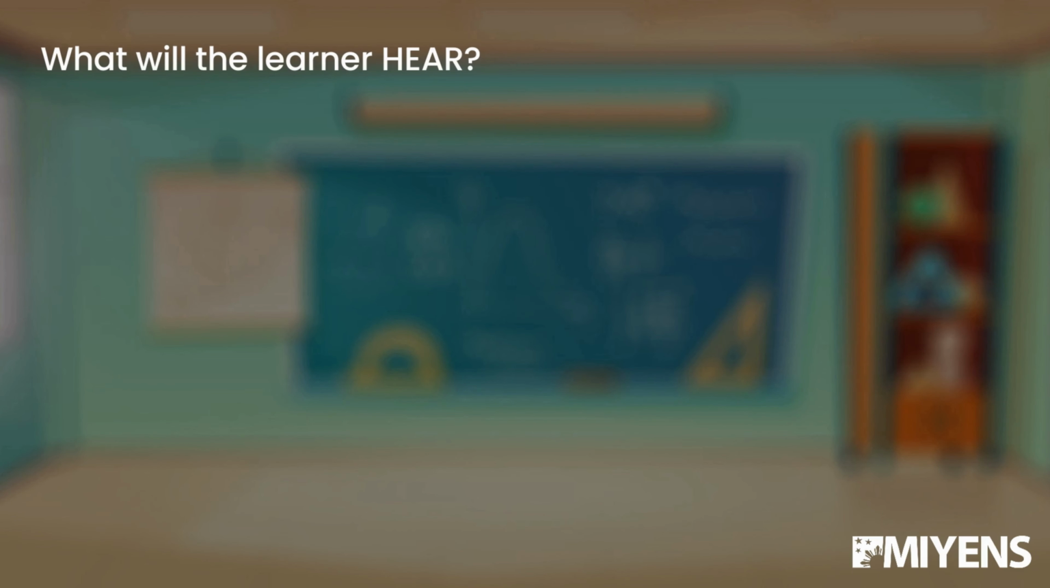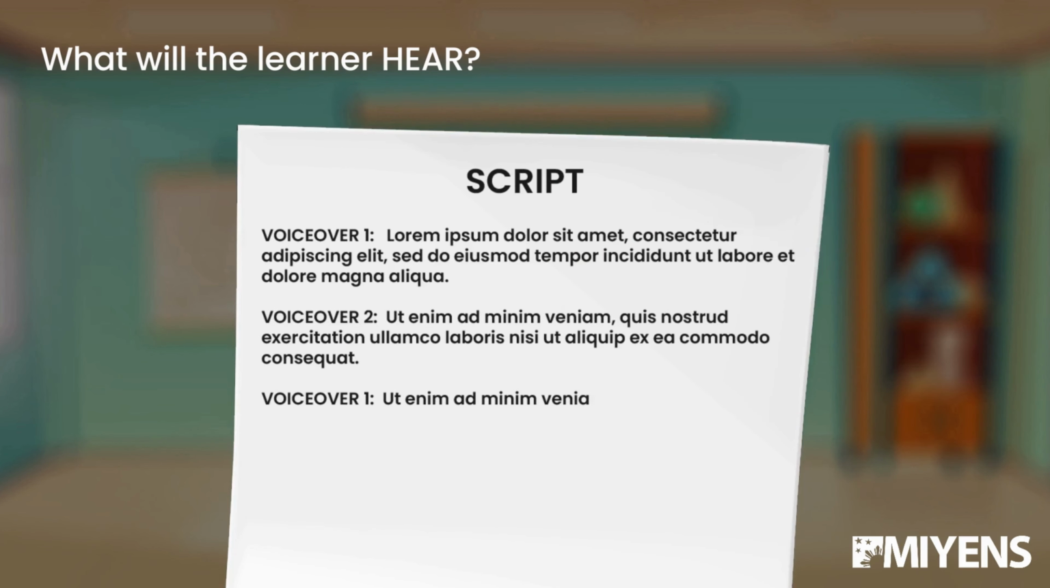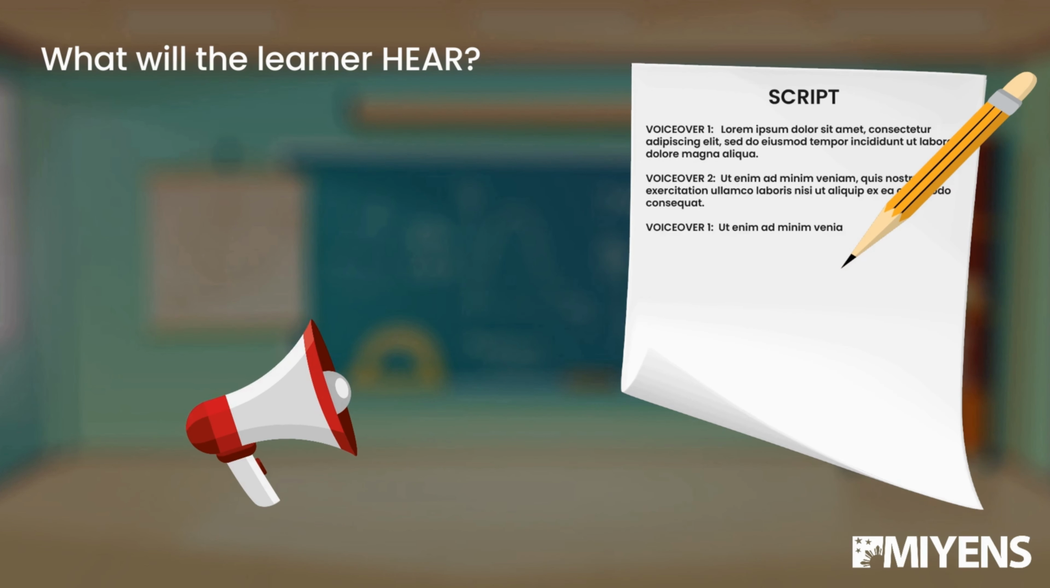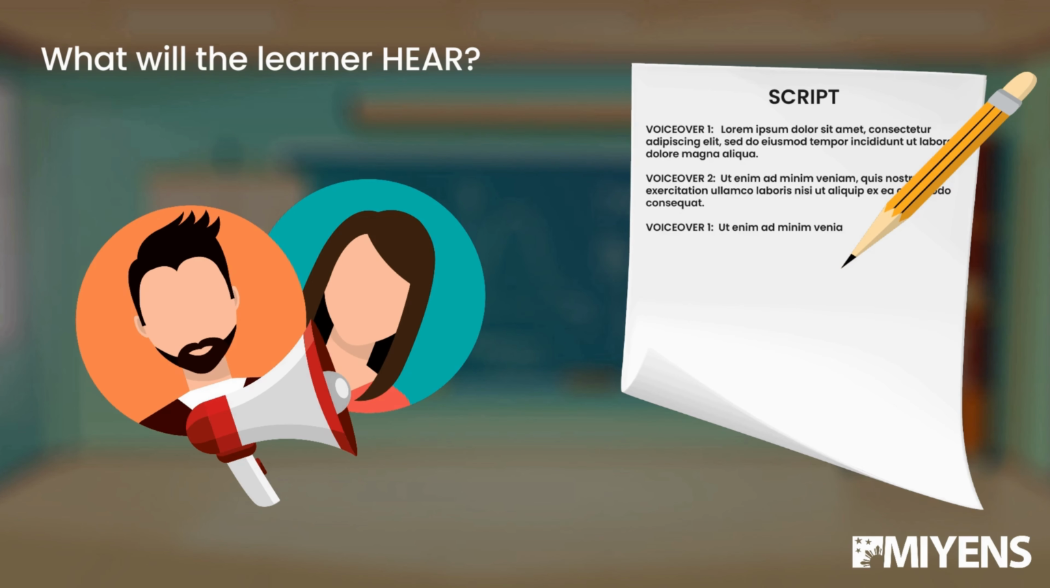What will the learner hear? First, start by writing what the learner will hear in the voiceover. Decide whether your voiceover should be male or female, and what accent is appropriate for your audience.